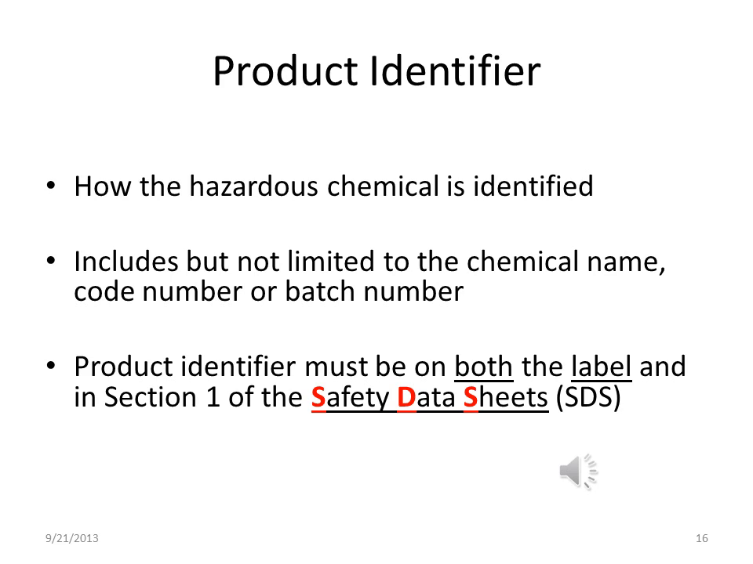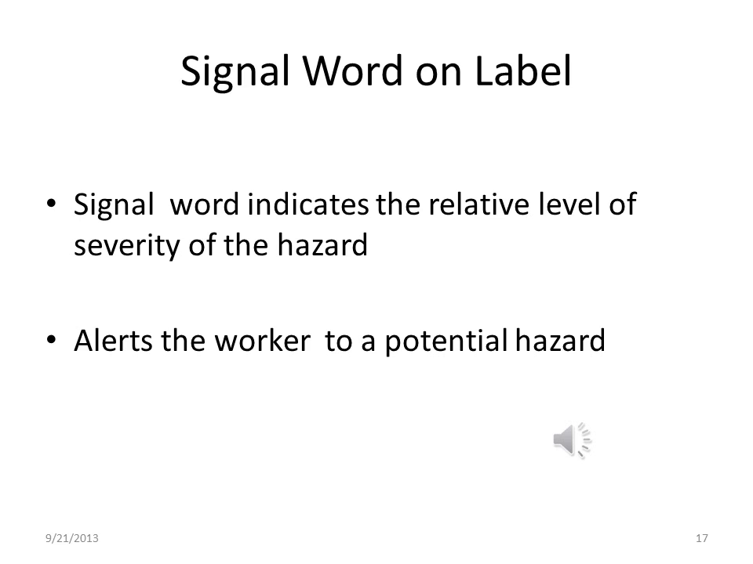The product identifier is how the hazardous chemical is identified. That includes, but is not limited to, the chemical name, the code number or batch number. The product identifier must be on both the label and in Section 1 of the Safety Data Sheets, the SDS. A signal word must appear on the label as well.